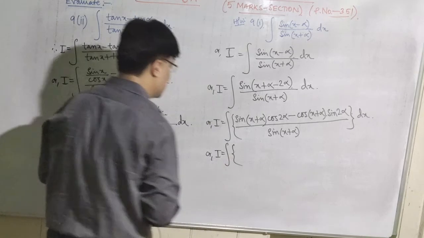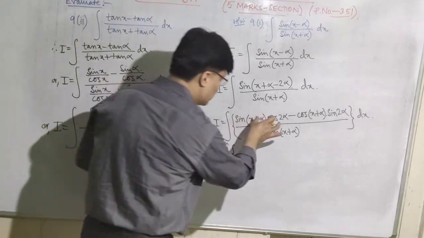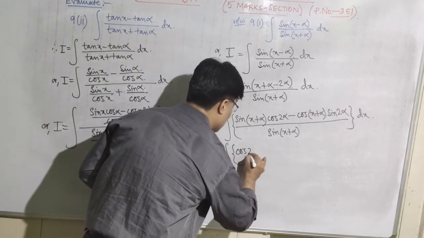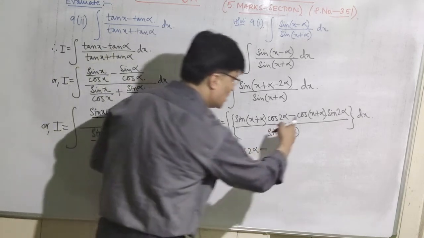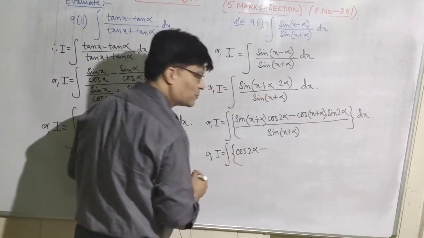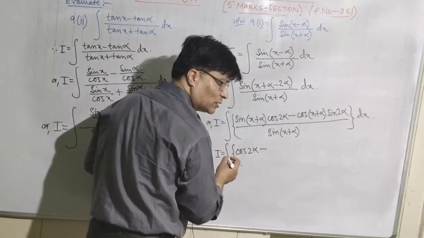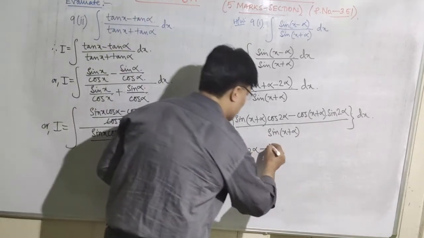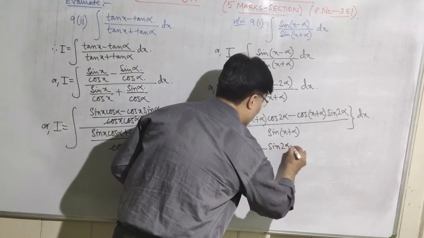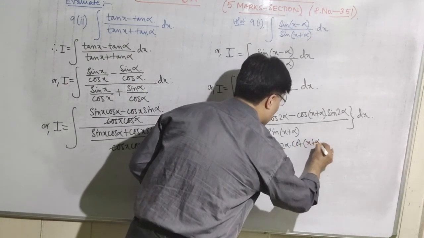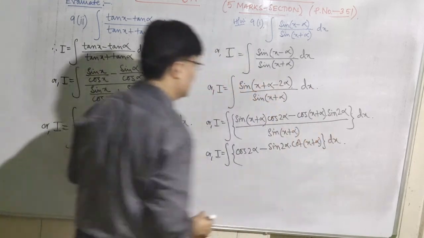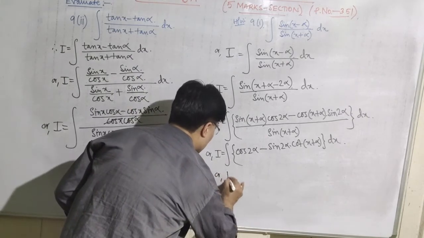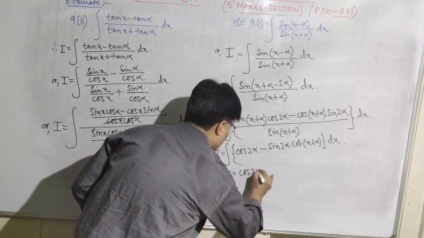I is equal to integral, within second bracket, this first term divided by denominator, your sine of x plus alpha will be cancelled. You will get cos 2 alpha, then minus cos of x plus alpha sine 2 alpha divided by sine of x plus alpha. So this cos by sine will be cot, isn't it? Cos of x plus alpha divided by sine of x plus alpha will be cot of x plus alpha. So you first write sine 2 alpha into cot of x plus alpha. Then we can write here dx. Understood?